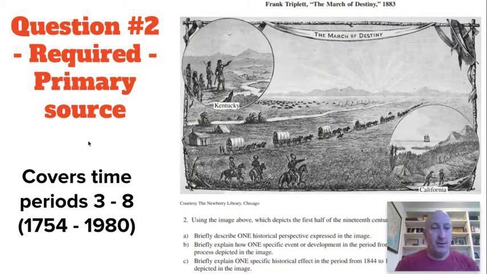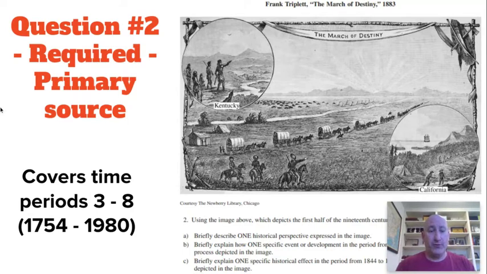Question number two is a little different in that rather than a secondary source, you're going to be analyzing a primary source. So now you're the historian, and you're looking at the actual primary source itself. In this case, from the 2019 AP exam, Frank Triplett, The March of Destiny. They had this sketch or drawing, and students had to look at this to answer the question, right? It's all about the Oregon Trail. Once again, like with question number one, question number two concerns time periods 3 through 8. That's 1754 to 1980, once again.